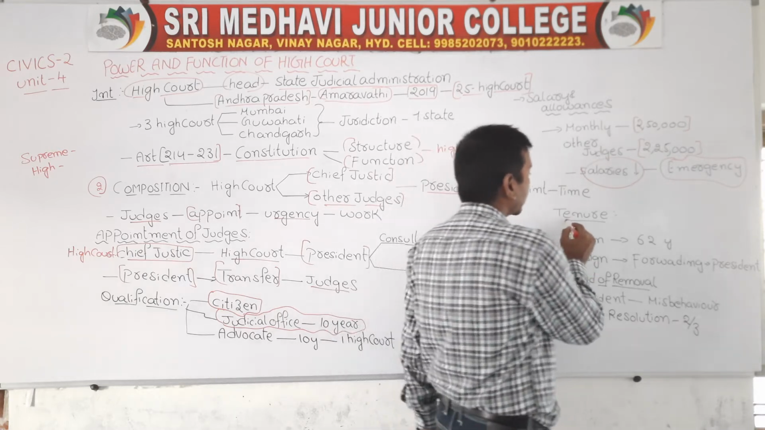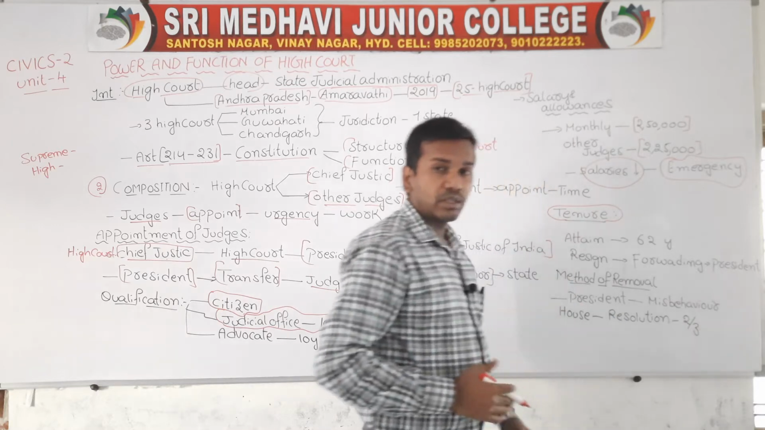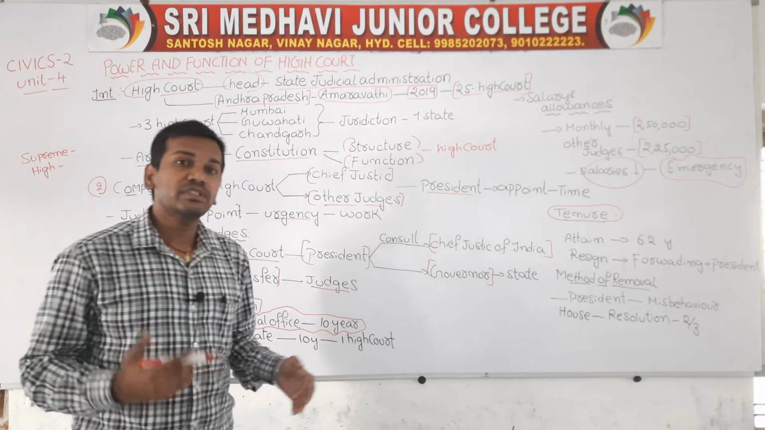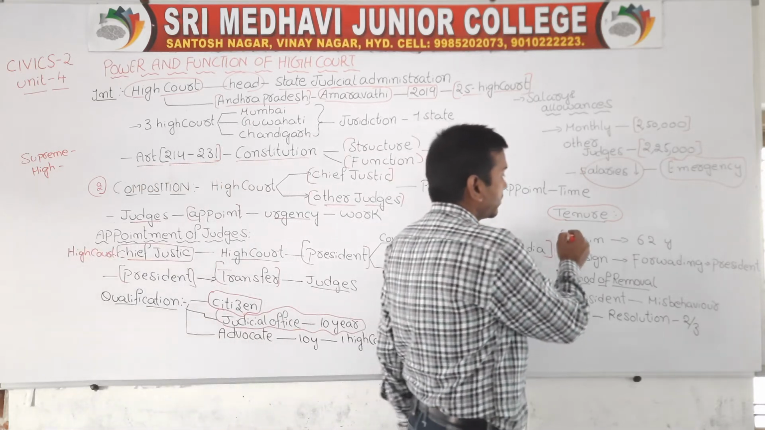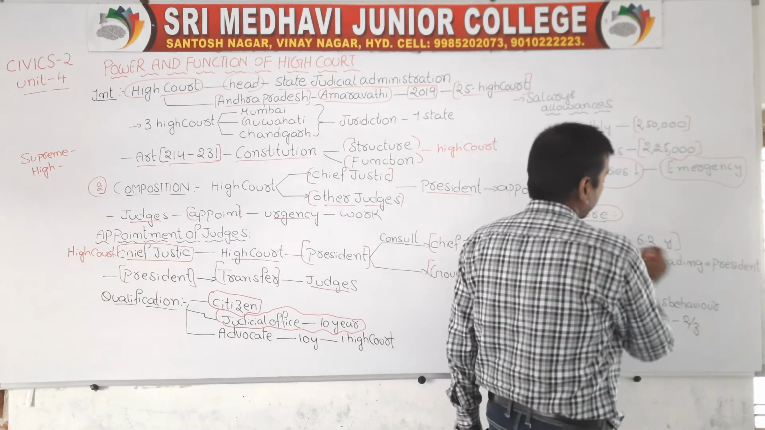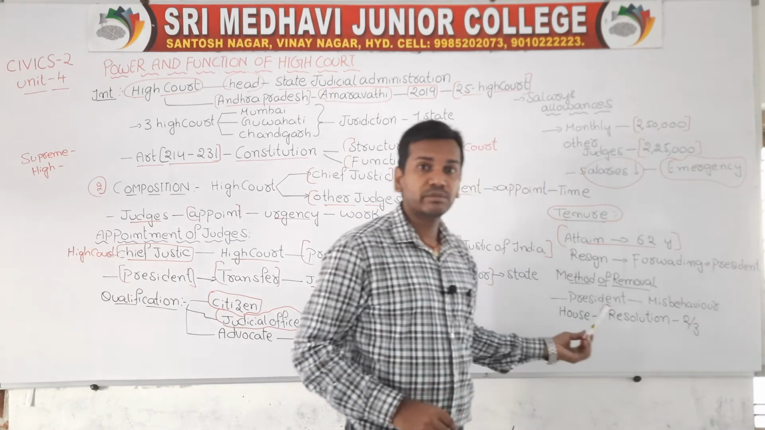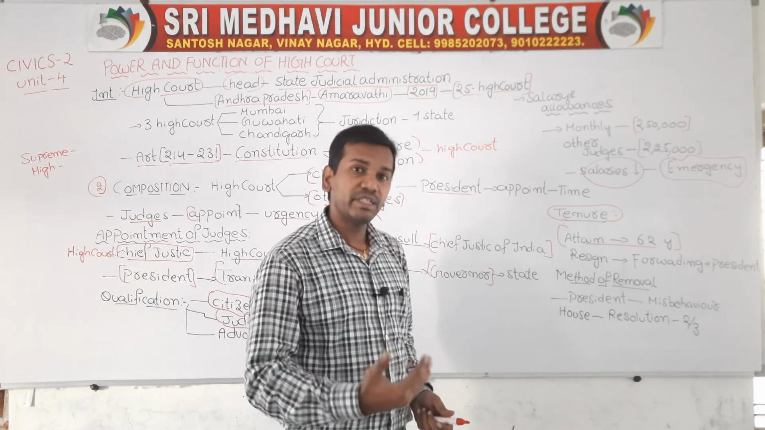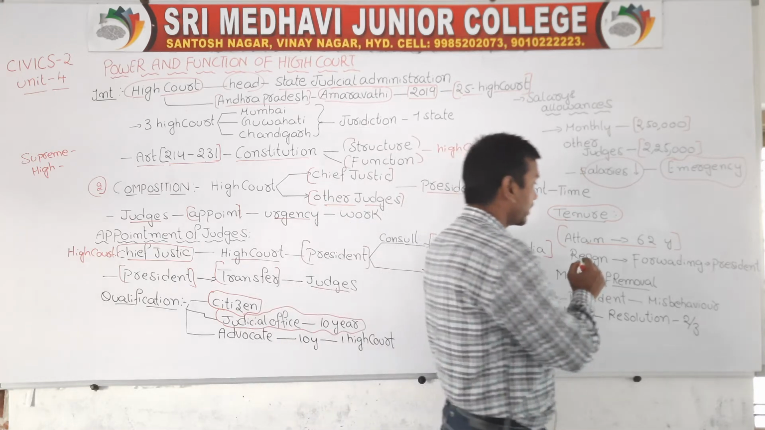Now children, coming to the term, when we are talking about tenures, judges are given independence, and they are able to work until 62 years of age. If they want to work, they can work until they attain 62 years of age. No other service has such a long period. If any judges want to work, they can stay in office until 62 years of age.